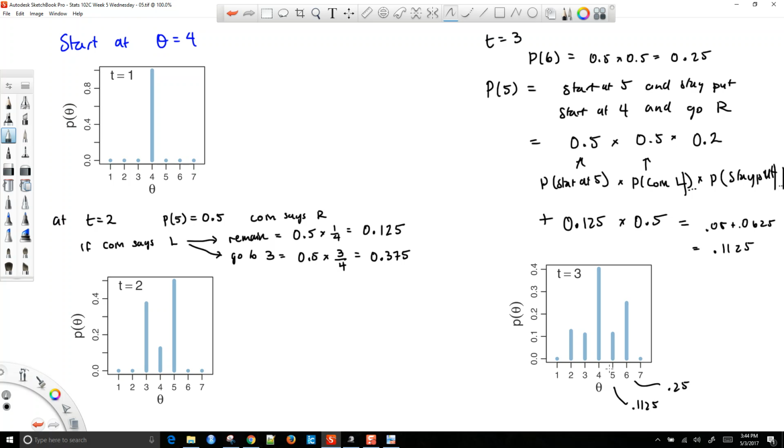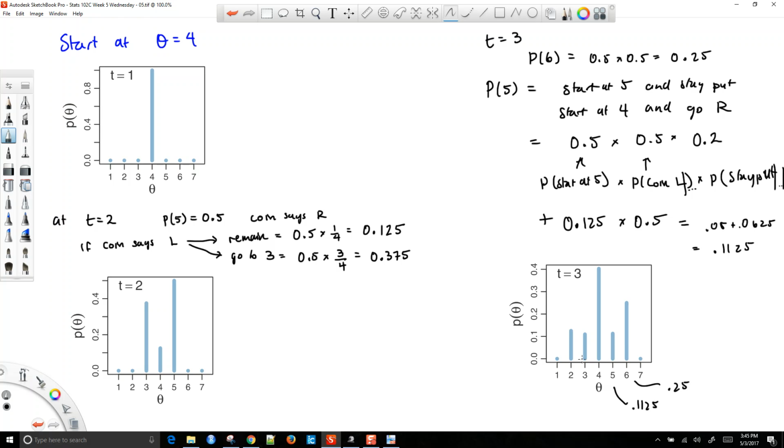Yeah. So this is from the previous point in time. From the previous point in time, we had a probability of 0.5 of being at location 5, and a probability of 0.125 of being at location 4, and a probability of 0.375 of being at location 3. So we're starting off here. We apply basically our transition rules. Either we go to the right with this probability, or we go to the left with this probability, or we stay put with this probability.